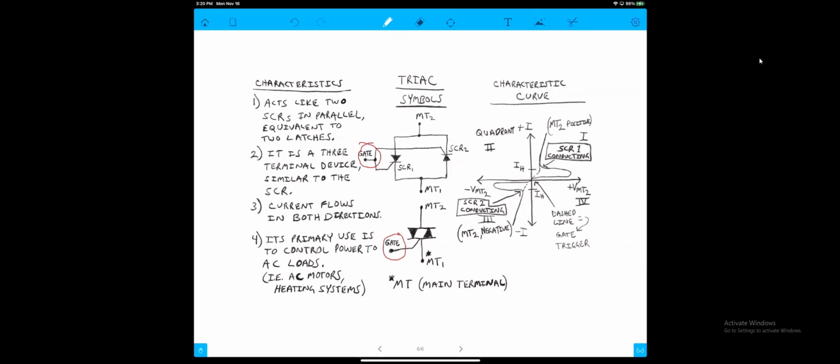Just like the DIAC, current flows in both directions. So we have conduction on the positive side and conduction down on the negative side. These are primarily used to control power AC loads like motors, heating systems, and so forth, because of the way they're designed, they can handle higher currents.